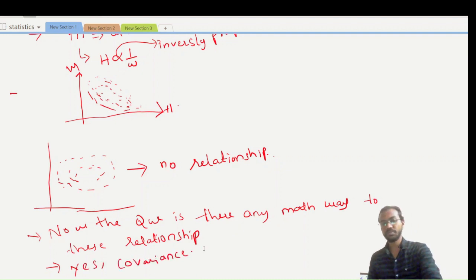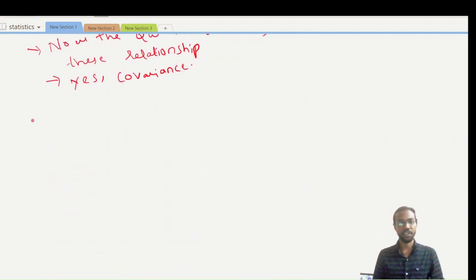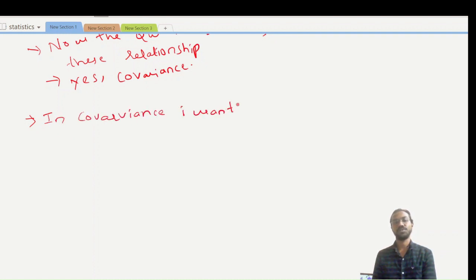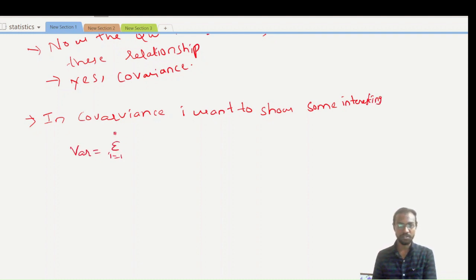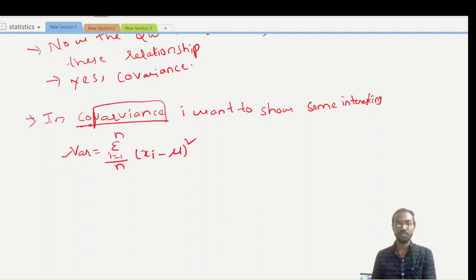Okay, so that measure is known as covariance. Here in covariance, I want to show some interesting point. Variance looks like summation i equals 1 to n of (xi minus mu). Also, when we are dealing with variance, there is only one variable. When we are dealing with the covariance concept, variance is known, but "co" is nothing but two. So we require two variables, let's think x comma x.